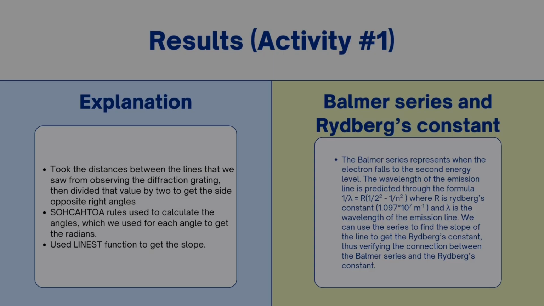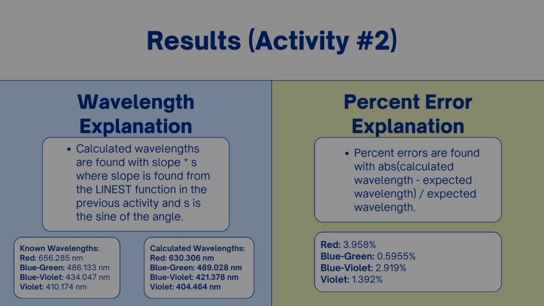So here we used a mercury tube to find the value of D. We found different color values using the hydrogen tube: red, blue-green, blue-violet, and violet. Solving for the sine of the angles from the distances that we measured, and then multiplying them by the slope we got from the linear function using the mercury tube, we get the calculated wavelengths for the new color lines, and then we compare them with the known wavelengths for those color values.